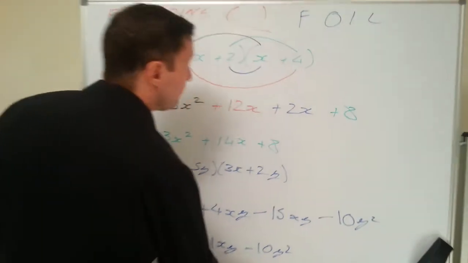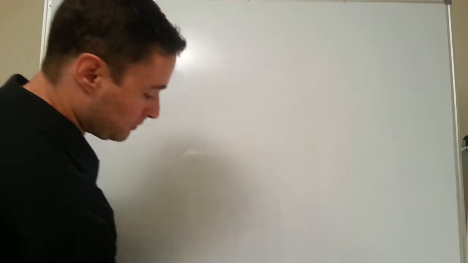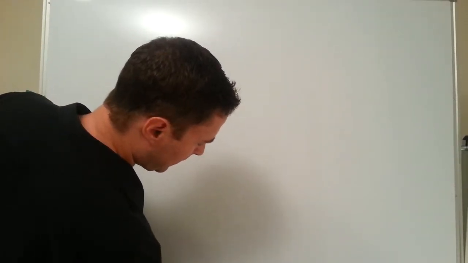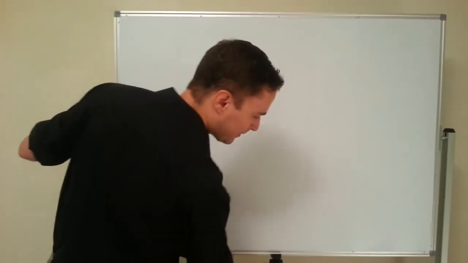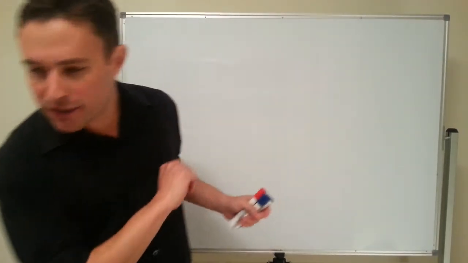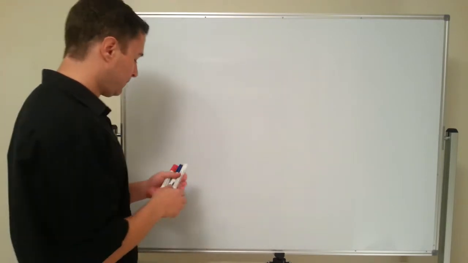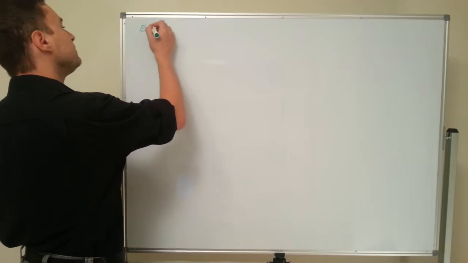Okay, let me flip over and show you 2 special cases that you need to be aware of. Love this board. The first case is a perfect square. So this is a perfect square, e.g.